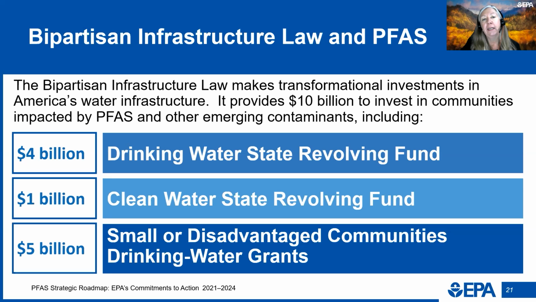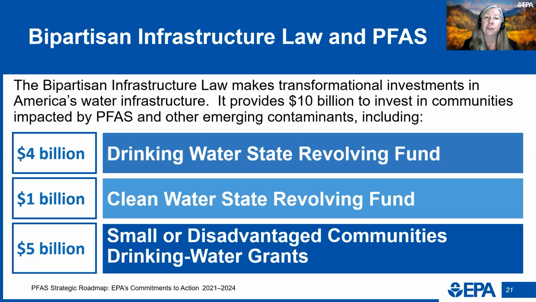The bill builds on 3 of EPA's existing water finance programs and focuses them specifically on PFAS and emerging contaminants. And it provides all $10 billion of these funds without a requirement for state matching funds, and all funds are provided either as grants or principal forgiveness loans. Of the $10 billion, $4 billion will flow through the Drinking Water State Revolving Fund, $1 billion through the Clean Water State Revolving Fund, and $5 billion will provide grants to address emerging contaminants in small and disadvantaged communities.